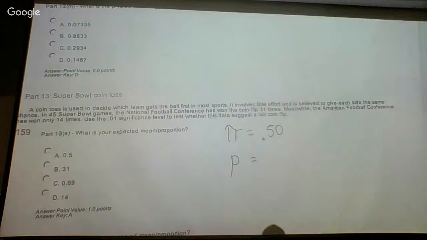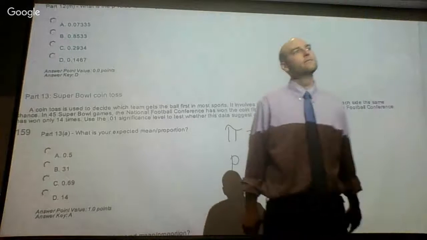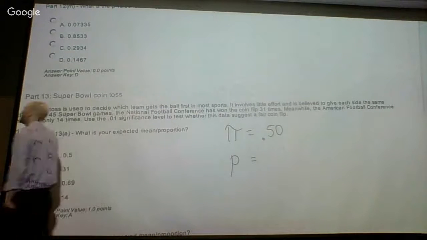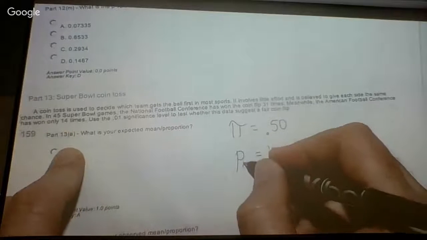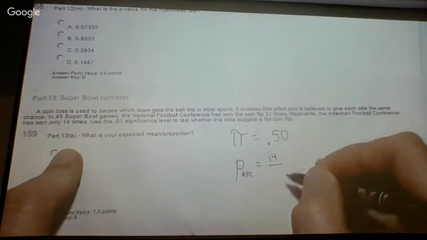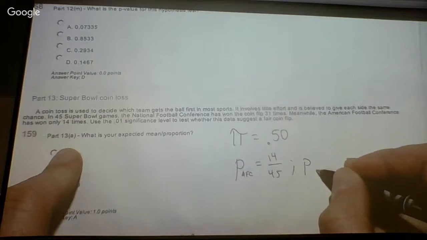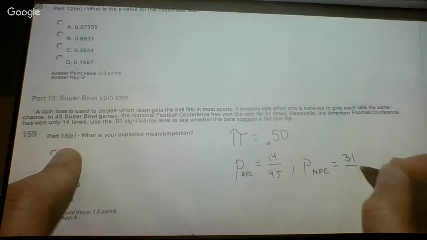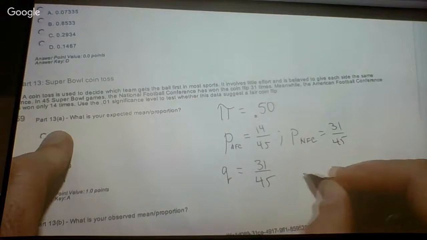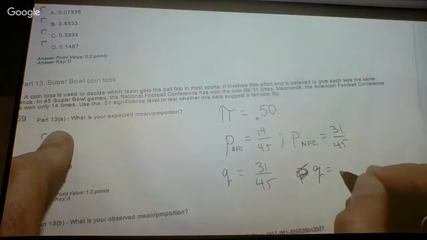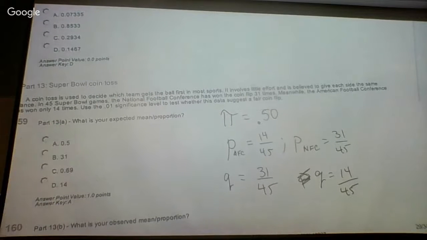Does p come from the AFC proportion, 14 over 45, or the NFC? It doesn't really matter, because if you choose p to be the AFC, then it would be 14 out of 45. If you choose p to be the NFC, it's 31 out of 45, in which case q, for the standard error, is just the complement. If it's unfair, one side is benefiting and one side is not. So you have an expected proportion of 0.5.